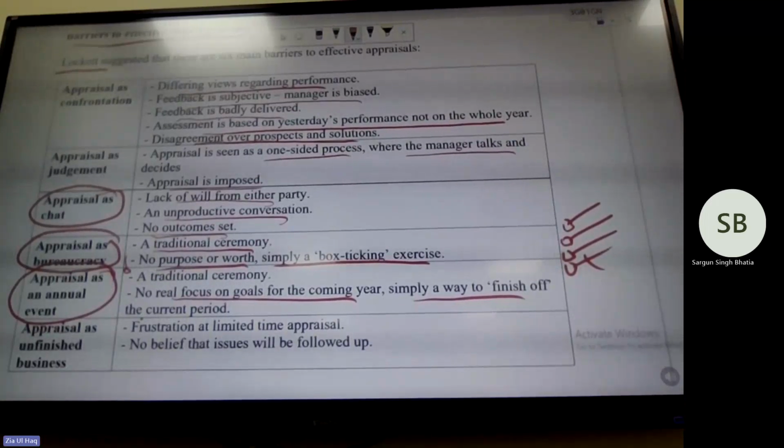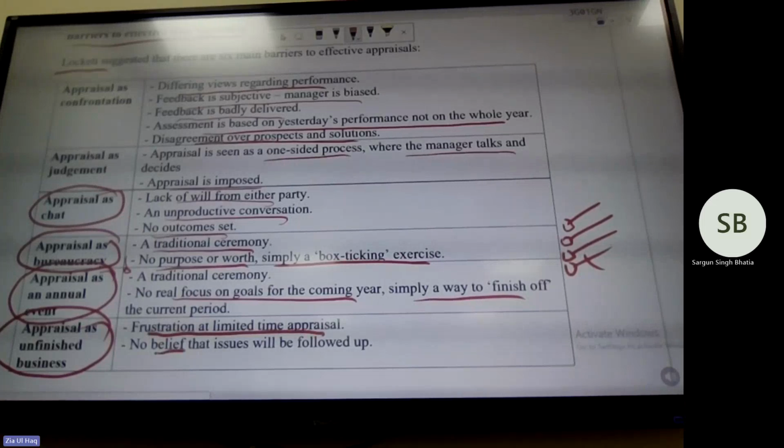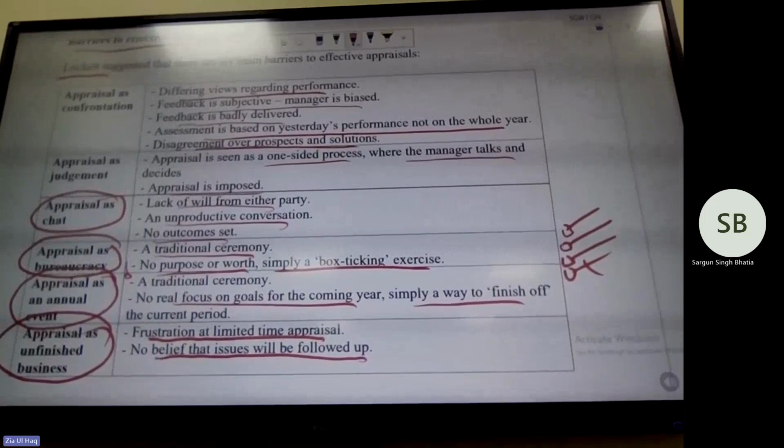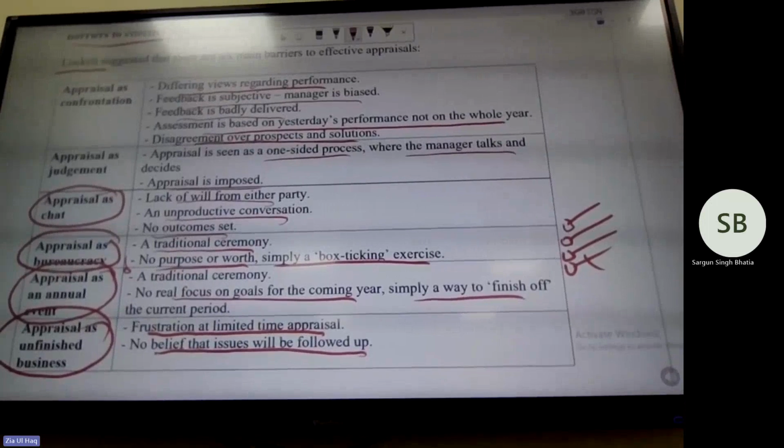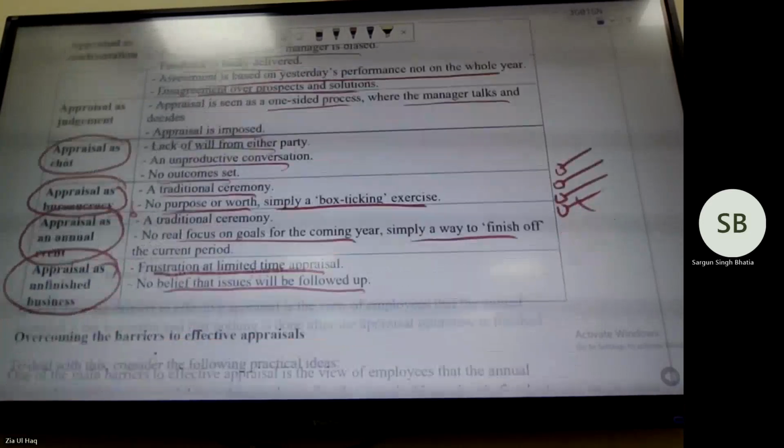And appraisal as unfinished business, with frustration due to limited time for appraisal and no belief that issues will be followed up. It means you are just checking and not taking any action plan further. So these are the issues that Lockett has identified that should be avoided during performance appraisal.